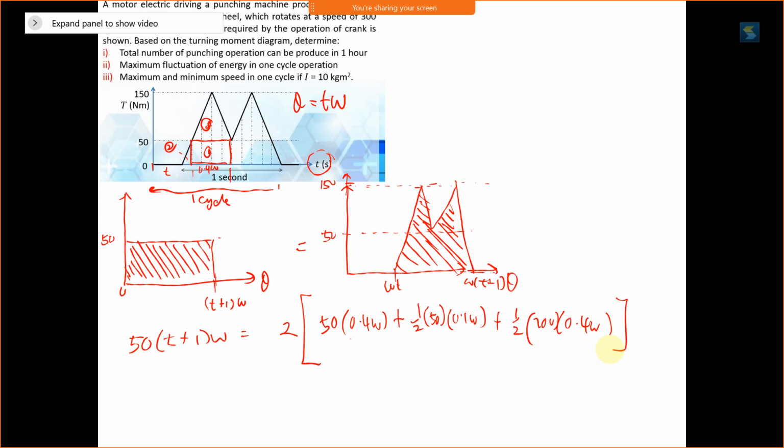So simplify this one, then we get 50 times t plus 1 omega should be how much? 50 times 0.4 ... 85 omega, right? Yes, 85 omega. So cancel out omega, then we get t must be 0.7. So there is our t. Right? t equals 0.7.